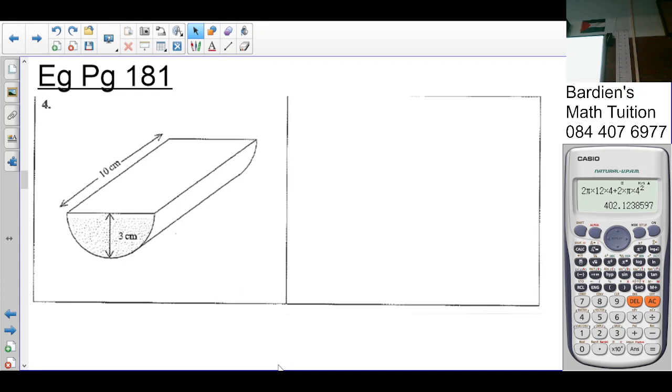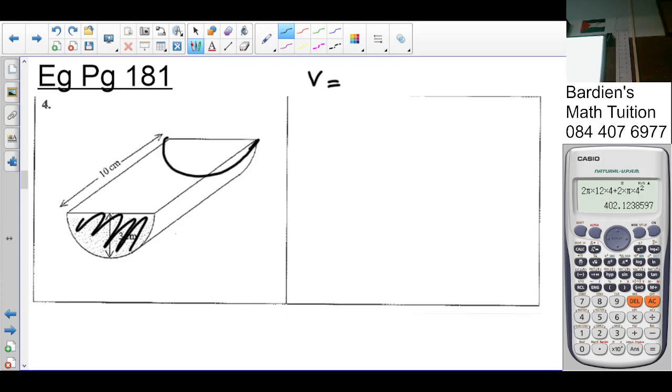So what we notice here is that in example 4 on page 181, this example does not have a basic shape in terms of the shapes we are currently working with. But what do you notice here? What do we have? A semicircle, half a circle. So if we're going to look at the volume of this piece, firstly, would this be a right prism? Is the top and the bottom the same? Yes, that would have been the same.